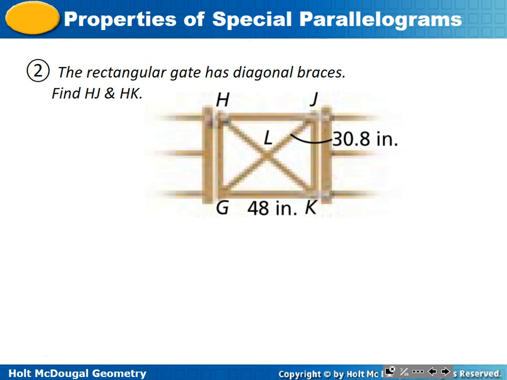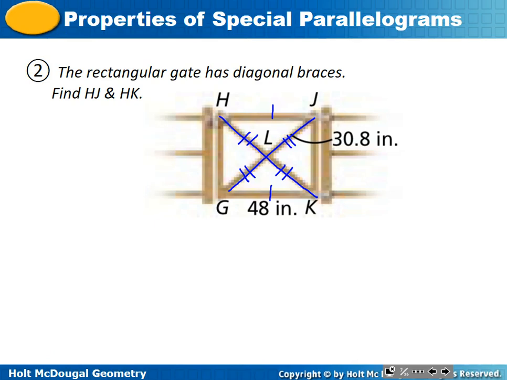All right, the next one, number 2, says the rectangular gate has diagonal braces. Find HJ and HK. Again, we know that opposite sides are congruent. The other thing that we know is that these diagonals here are congruent as well, and that they bisect one another. That means that each of these is going to be the same length. We talked about this a second ago. So that means they're all 30.8.